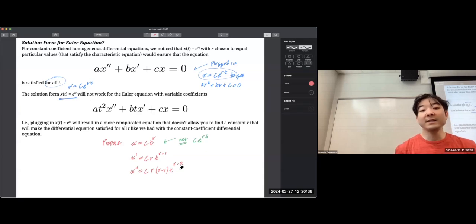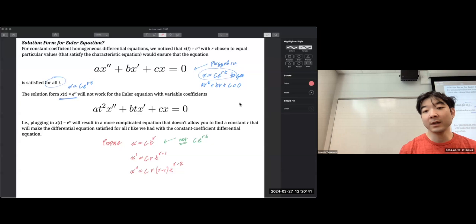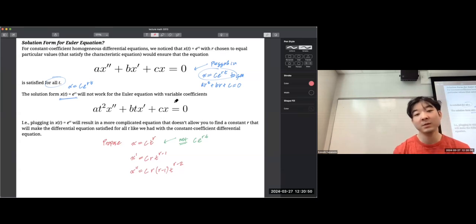So why does this solution form make sense? What I'm going to point out here is, when you plug this solution into this differential equation, I've already taken all the derivatives, so all I'm going to do is plug it in.